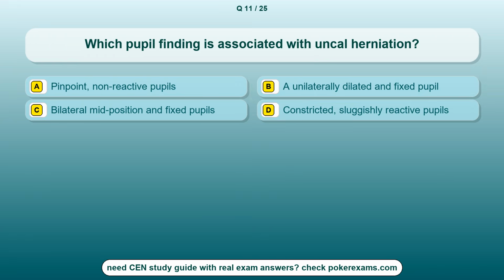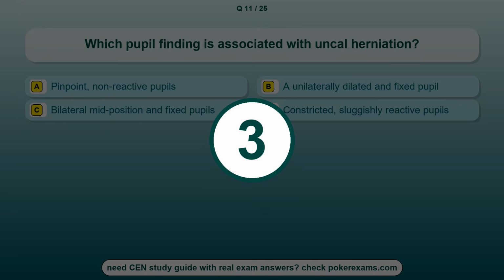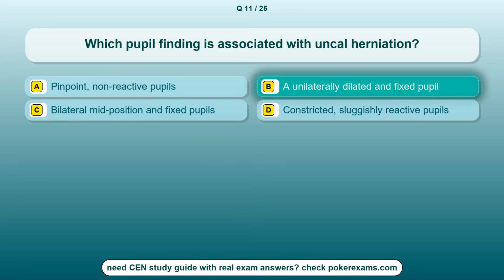Question 11. Which pupil finding is associated with uncal herniation? Option A, pinpoint, non-reactive pupils. Option B, a unilaterally dilated and fixed pupil. Option C, bilateral mid-position and fixed pupils. Option D, constricted, sluggishly reactive pupils. The correct answer is option B, a unilaterally dilated and fixed pupil.